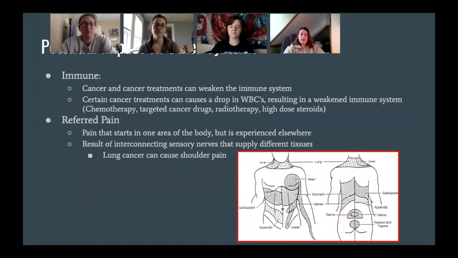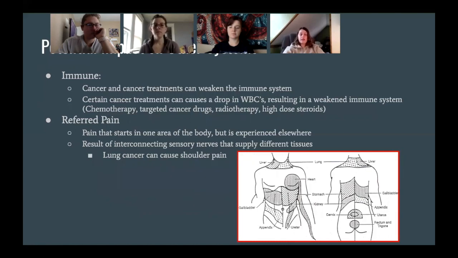And the immune system can also be affected. Cancer and cancer treatments often weaken the immune system, and certain cancer treatments usually cause a drop in white blood cells, resulting in a weakened immune system. Some of the treatments that can do this are chemotherapy, targeted cancer drugs, radiotherapy, and high-dose steroids.